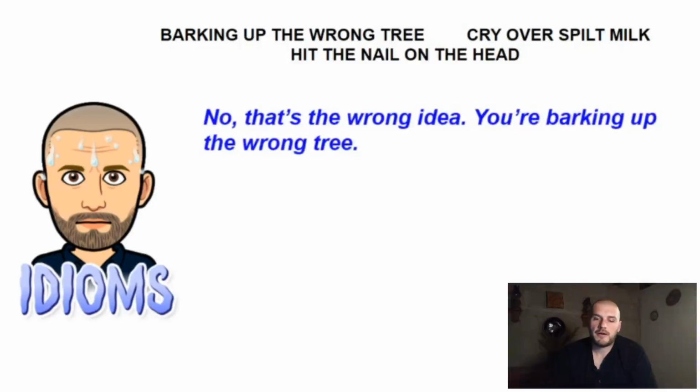So, barking up the wrong tree, literally if you think about a dog who's looking at a cat in a tree and is barking up at the cat, but the cat's not actually in that tree, the cat's in a different tree, so the dog is barking up the wrong tree. It means you're going after the wrong idea, okay? You're going after the wrong idea.